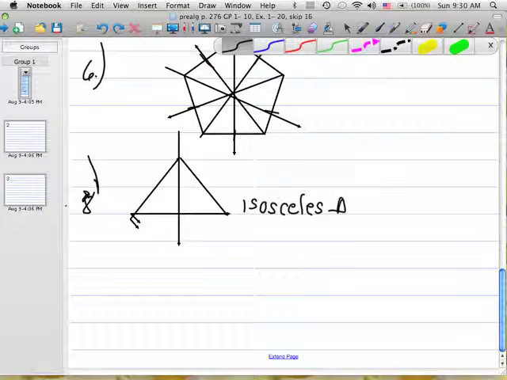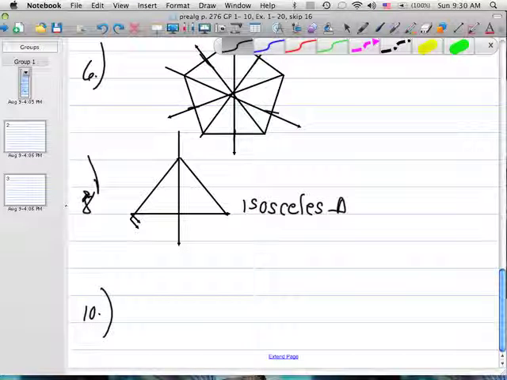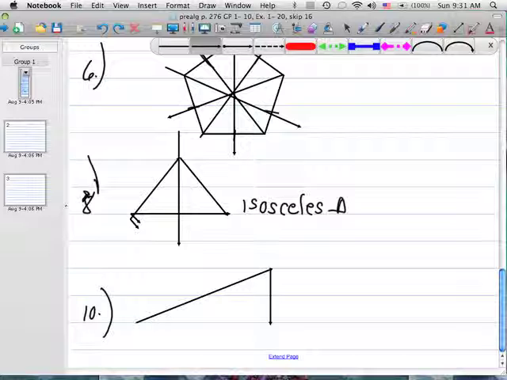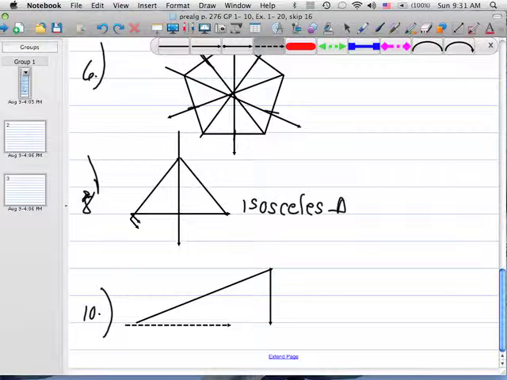And number 10, trace each figure onto a sheet of paper. Then complete the figure so that PQ is a line of symmetry. And this is again a place where you could use the Mira to do this. So we're going to trace this figure, and it looks like this. And we want to make PQ a line of symmetry. So we'll just put that right there.